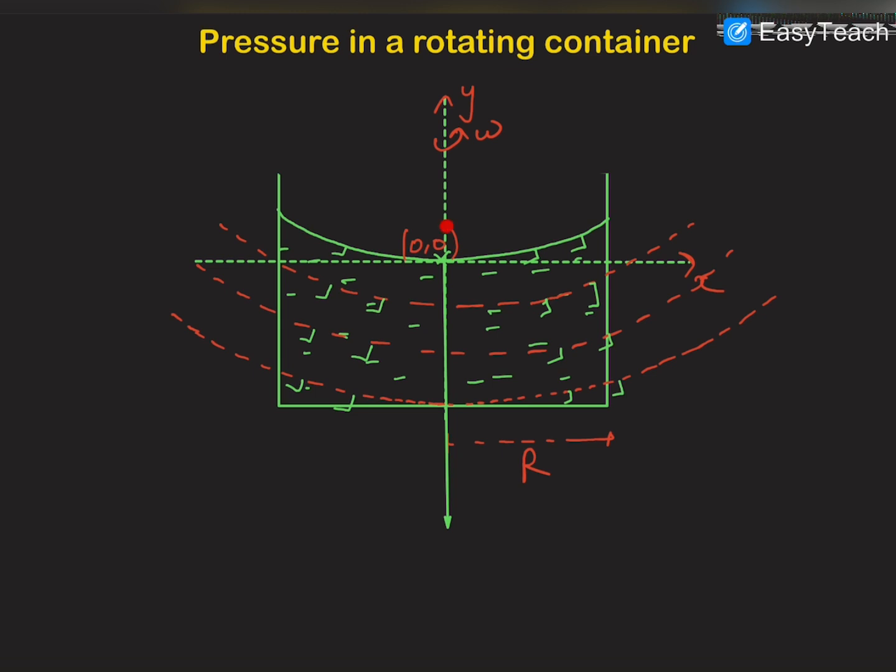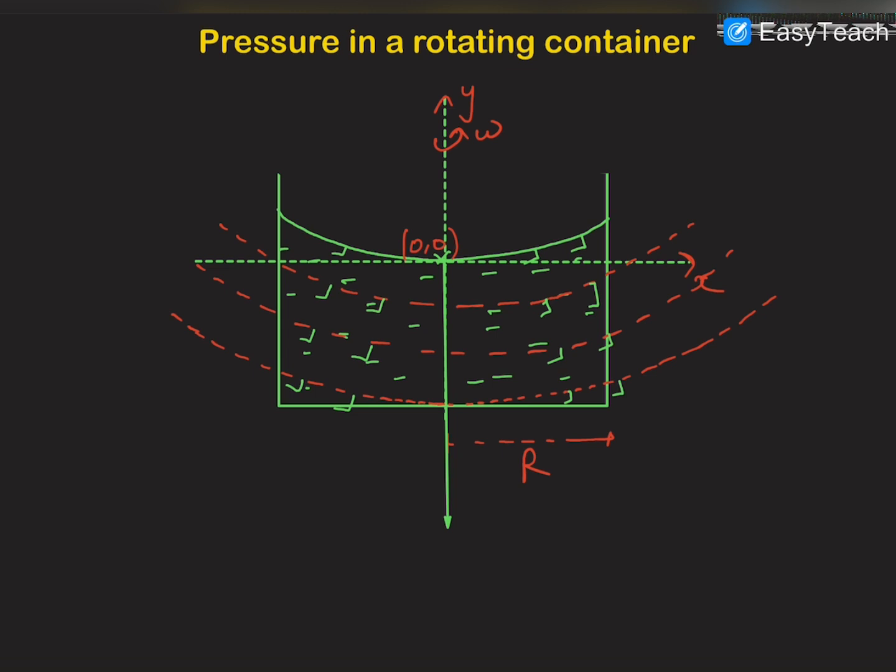It would depress from the bottom and it would elevate from the edges and it would make a curve. Let us now discuss which curve this is and what is the pressure at any point inside the liquid. So first of all, let us see why this happens, why the liquid free surface changes its shape.